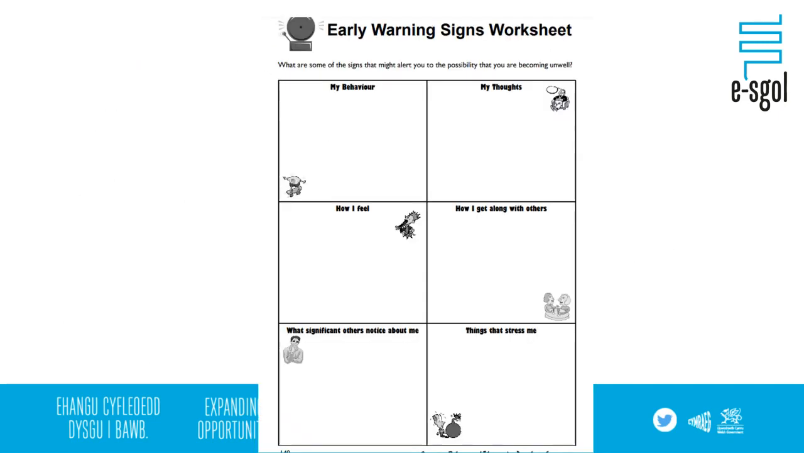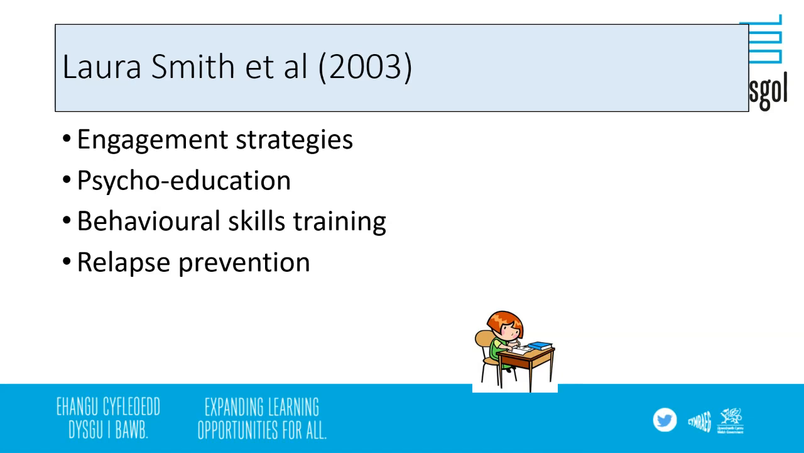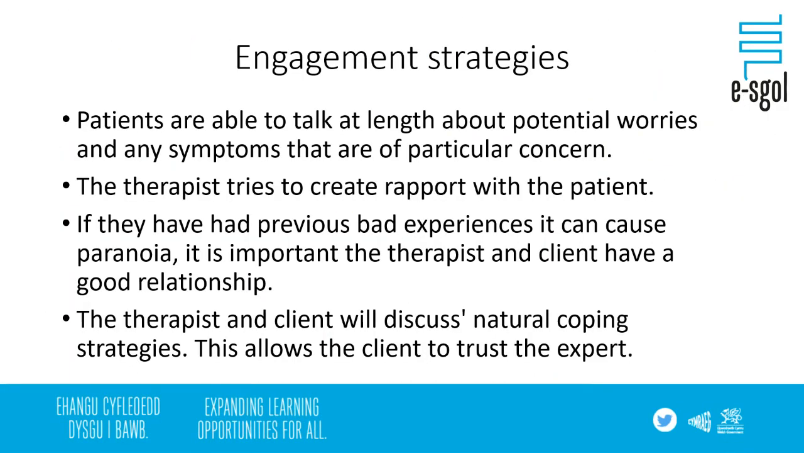Okay, so what I'm going to do now is go through these different components that Laura Smith suggested as CBT for schizophrenia. So first of all, we have got engagement strategies. So patients are able to talk at length about potential worries or any symptoms that are a particular concern. So they, again, just talk to the therapist.